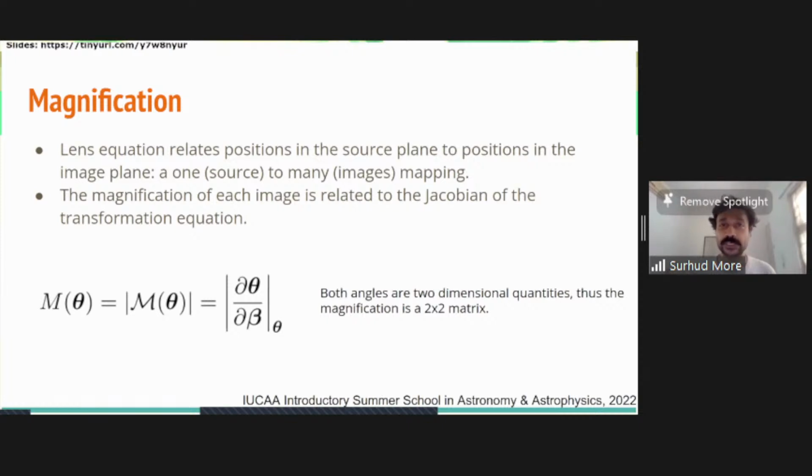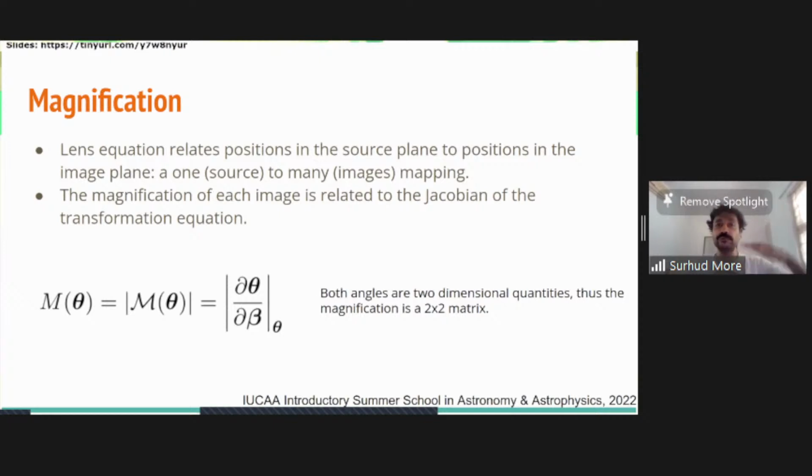Now let's consider the second observable, which is the magnification of each of these images. Now the magnification is related to the Jacobian of the transformation between the source plane and the lens plane, right? So you can consider the lens equation to represent some sort of a transformation: given any point in the source plane, where will it go in the lens plane? This is what the lens equation tells. So if you now want to calculate how magnified a particular image will be, then you have to take some object which has a particular area in the source plane and then figure out what is the area as seen for the image that gets formed for this particular source.